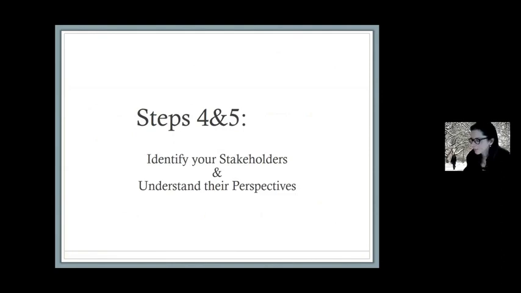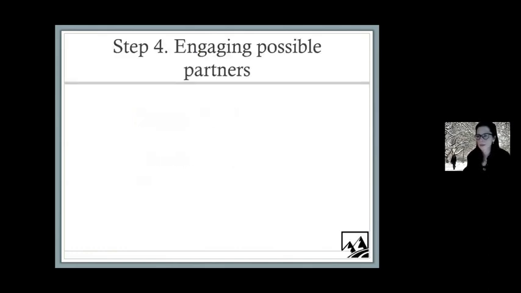Okay, steps 4 and 5 are the last things that I'm going to talk about just now before our poll. And now I'm running slightly behind, so sorry if we're not matching up exactly with the agenda, but we will finish on time, I promise. Okay, identifying stakeholders and understanding their perspectives.